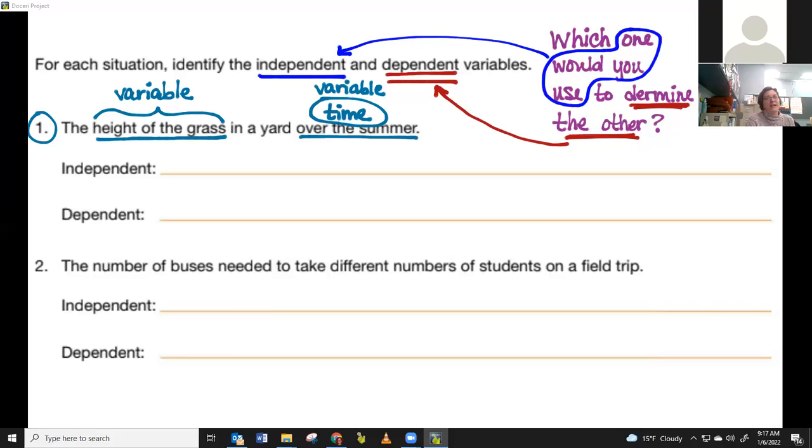If you would use the height of the grass in someone's yard to determine where you are in the summer, what day of summer it is, then it would be the independent variable. If you would use the day of the summer to make a prediction or to determine the height of the grass, then you would say it is the dependent variable. Okay, I'm going to put the poll up. And I want you guys to vote.